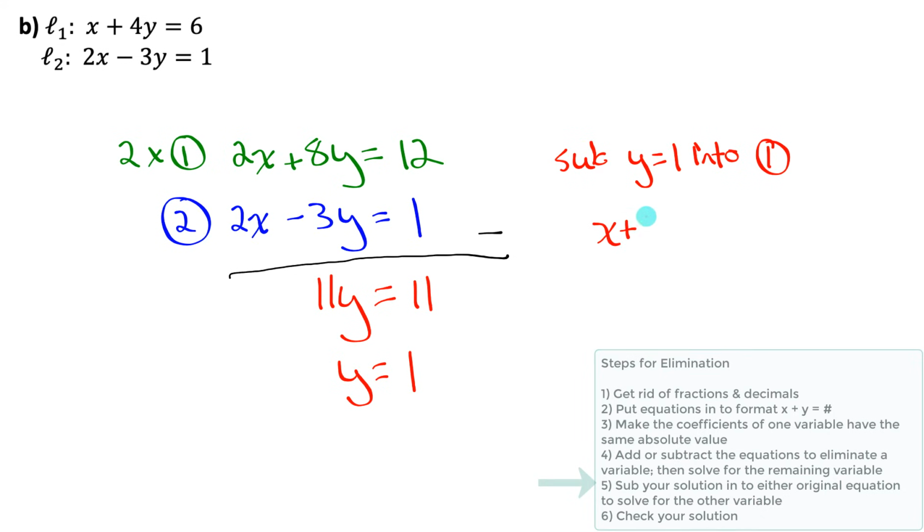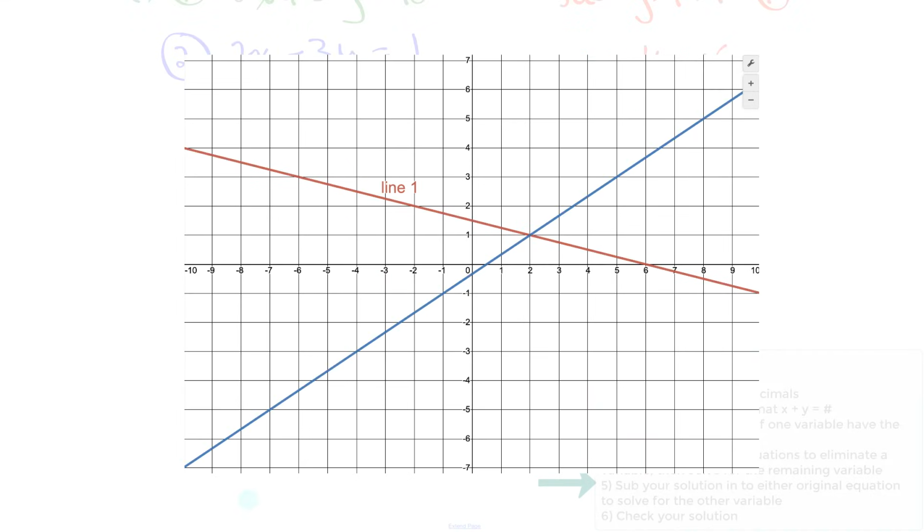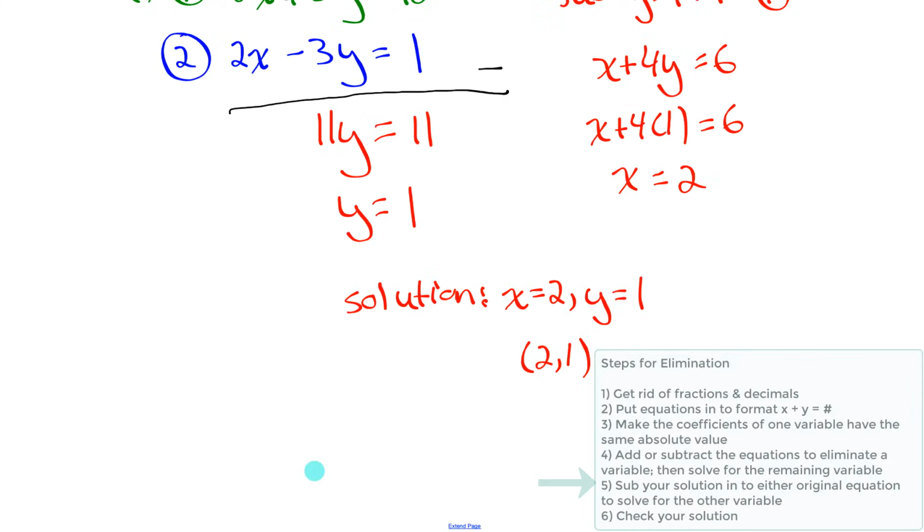So I'll rewrite equation 1. And now I'll sub my answer of y equals 1 into this equation and solve for x. 4 times 1 is 4. Subtract it to the other side. 6 minus 4 is 2. So my solution to this equation is x equals 2, y equals 1. You could write it as the ordered pair 2, 1, because graphically speaking, that is where the two lines would intersect. And once again, we could check our answer by subbing those answers for x and y back into both original equations, showing it satisfies both equations.